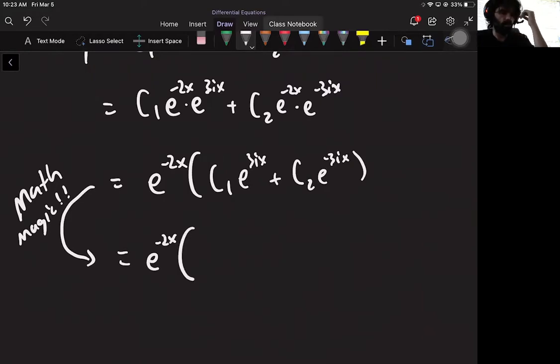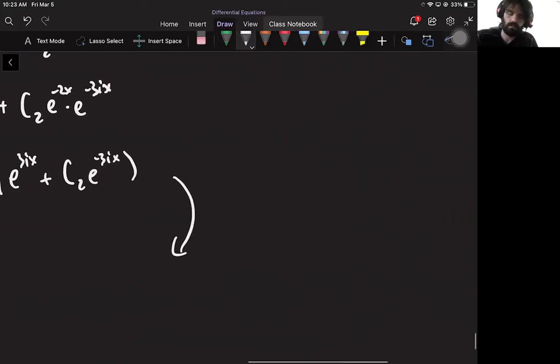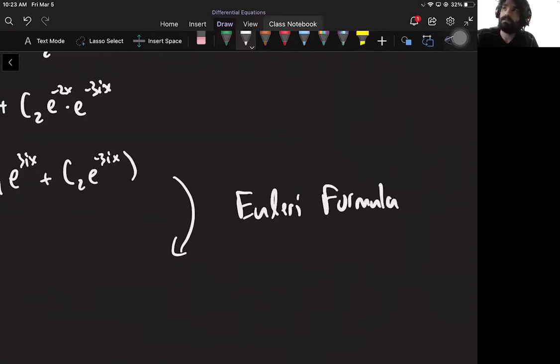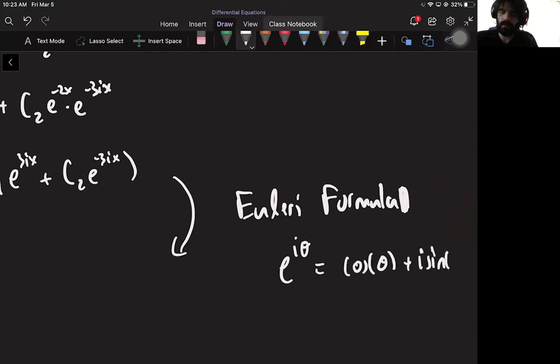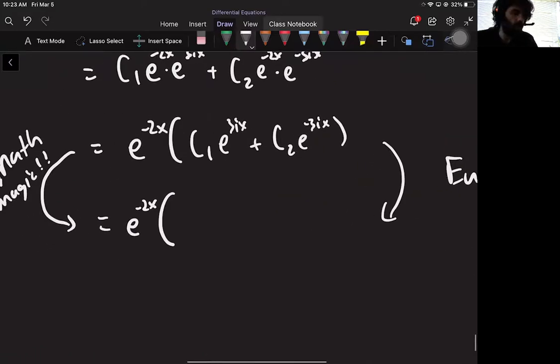So this is coming from something called Euler's formula, if you want to look it up. It says that e to the i times an angle equals cosine of that angle plus i sine of that angle. So I'm just using this formula. You can look it up if you want and try to work it out, but I'm not going to hold it to you. I'm just going to invoke this and tell you what this reduces to.